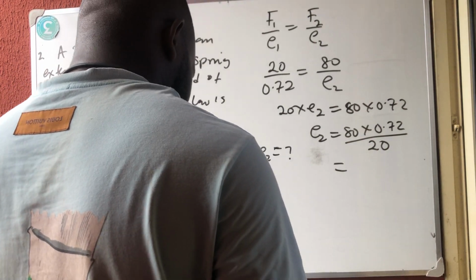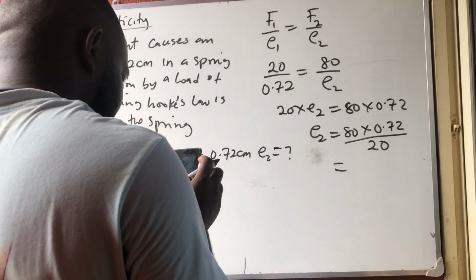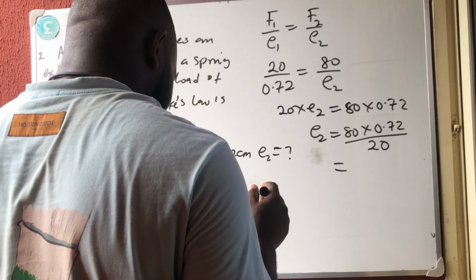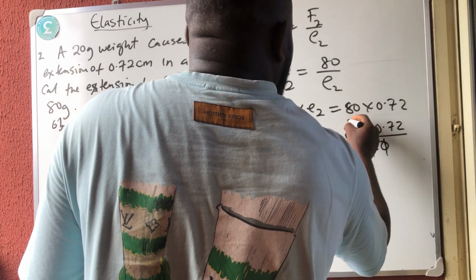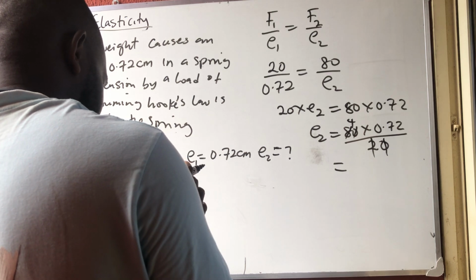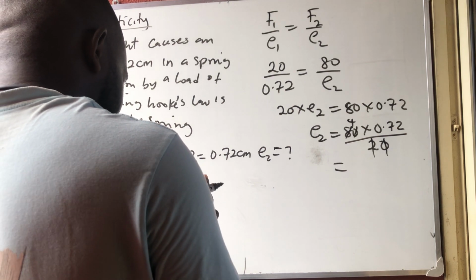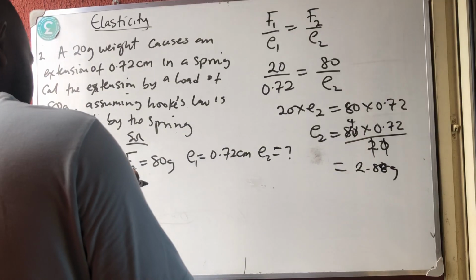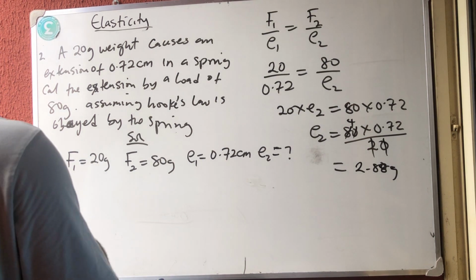So if you do the maths, okay, let's do the math together. So 0 will take care of 0. This into this is 4. So 4 times 0.72, I'm having 2.88 gram. Okay, so the next question.